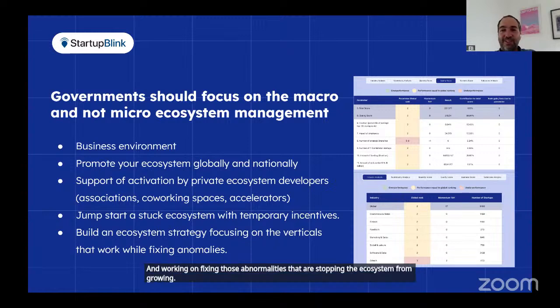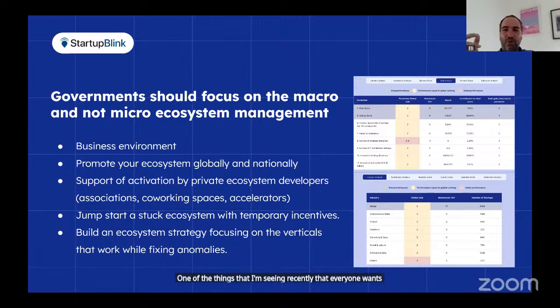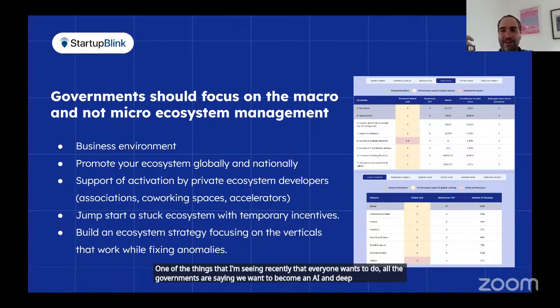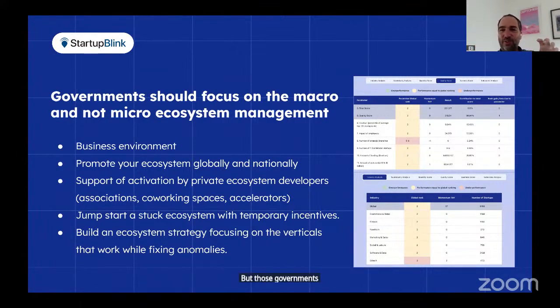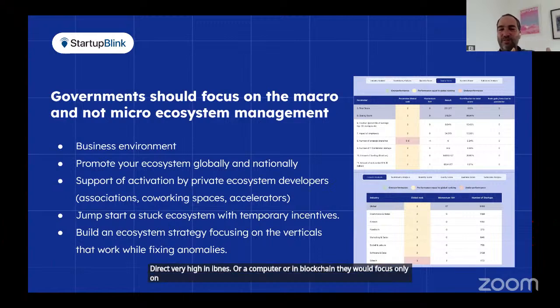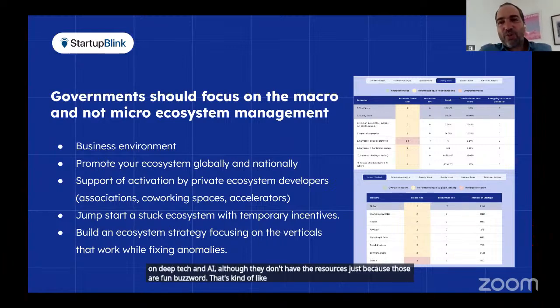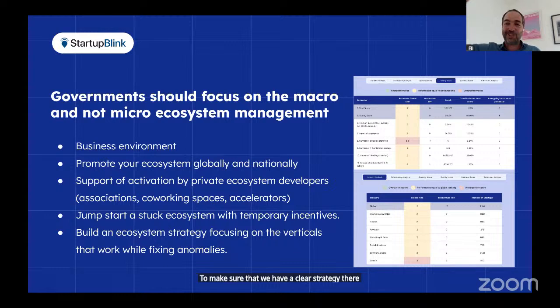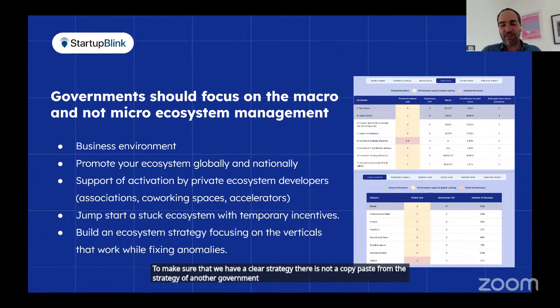One of the things that I'm seeing recently is that all the governments are saying, we want to become an AI and deep tech hub. You can only do that if you have a massive amount of funding. But those governments are basically neglecting those industries that they do really well, like, for example, we rank very high in agtech or in fintech or in blockchain. They would focus only on deep tech and AI, although they don't have the resources, just because those are fun buzzwords. That's something that we want to avoid, and to make sure that we have a clear strategy that is not a copy-paste from the strategy of another government that has totally different conditions than you.